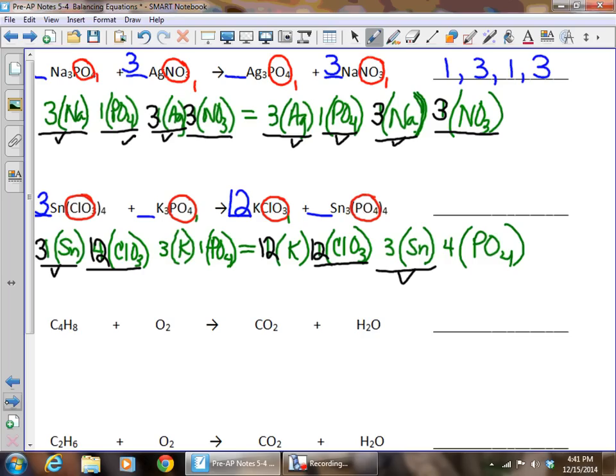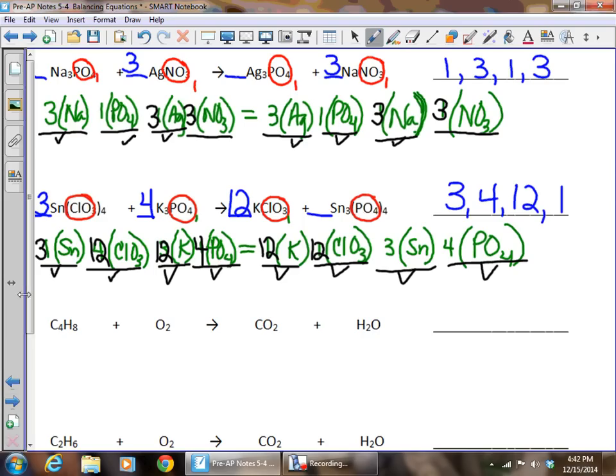And let's see what comes next. So we've got our chlorates good, 3 potassiums, 12 potassiums. How can I fix that? The only way I can do that is to multiply this by 4 to get my 12 potassiums. So that's going to change this to 12 potassiums. It's also going to give us 4 times 1, 4 phosphoruses. So that balances the potassiums, and what did it do? Well, it very nicely gave me balanced phosphates as well, 4 on both sides. So the coefficient list for this is going to be 3, 4, 12, 1.